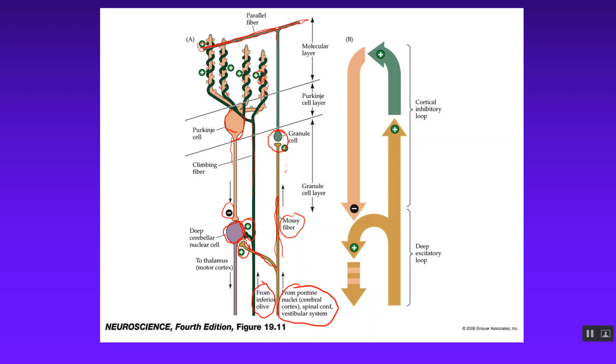So, let's talk about first of all a rapid pendular movement. When you make a rapid movement that requires you to turn muscles on quickly, but then turn them off in a controlled way, and it's happening so fast, it's relatively unconscious, this is what happens. You have what's called the deep excitatory loop, and then you have what's called the cortical inhibitory loop.